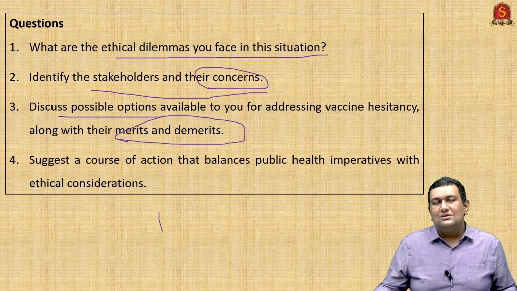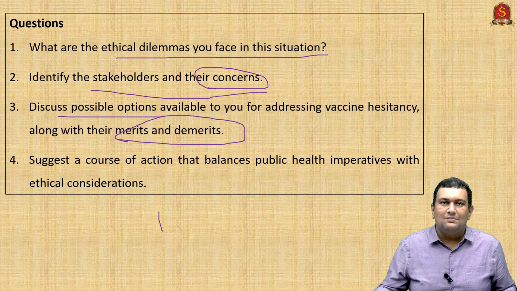The fourth one is to suggest a course of action that balances public health imperatives with ethical considerations. So you have to suggest a course of action. Here also, don't just mention it in a single line. Mention the steps you will be taking. For example, first you will mention that you will engage with the local influencers who are spreading this anti-vaccination sentiment. First, I will try to clear their doubts and misinformation.